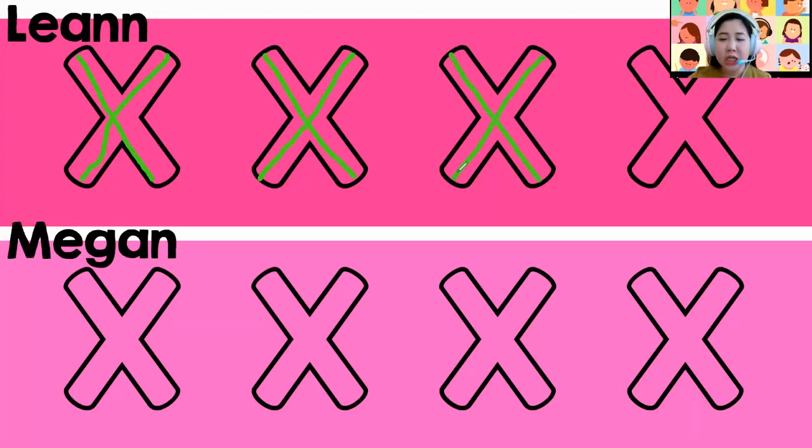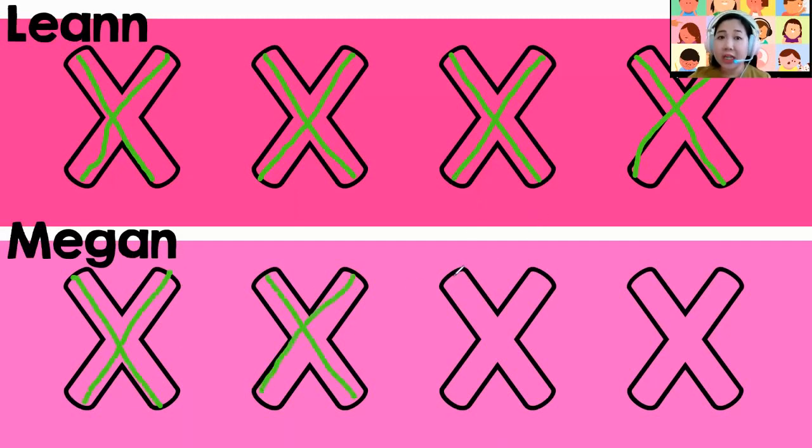Crease and cross. Capital letter X. Crease and cross, another capital letter X. Now, for Megan's side, I will also practice. So, I want you to write the letter X. Criss cross, criss cross, capital letter X.